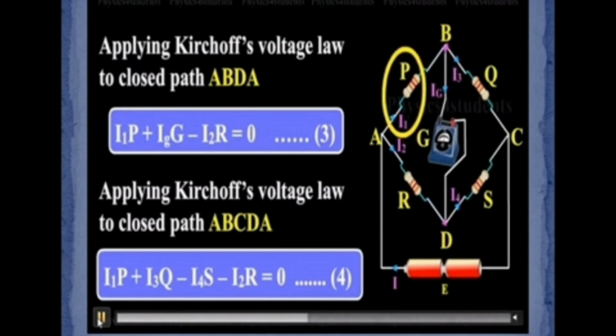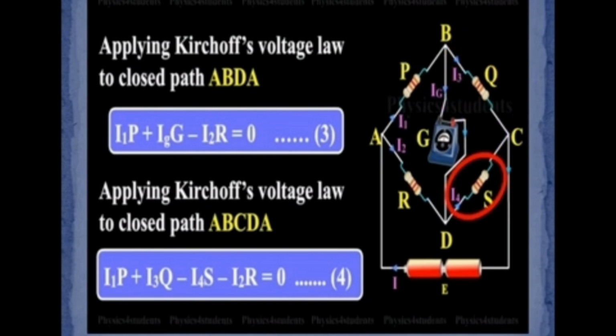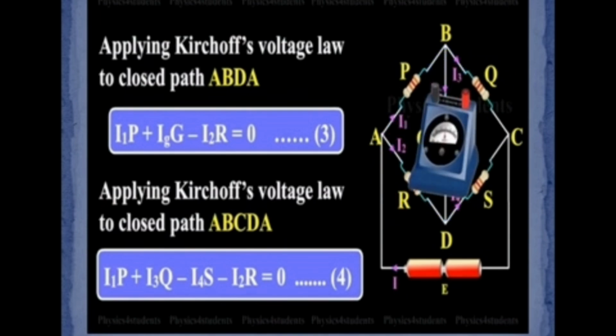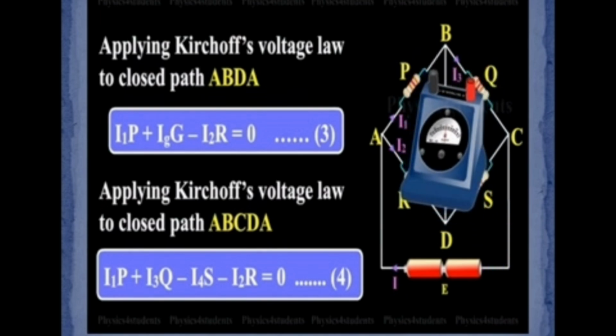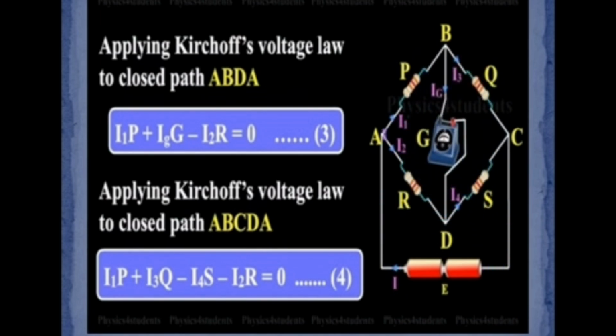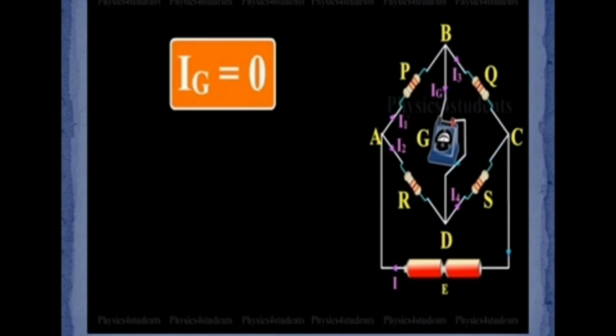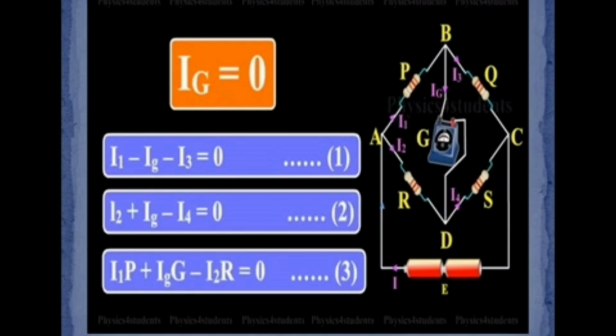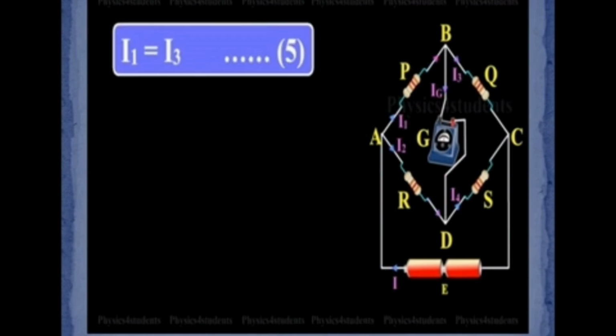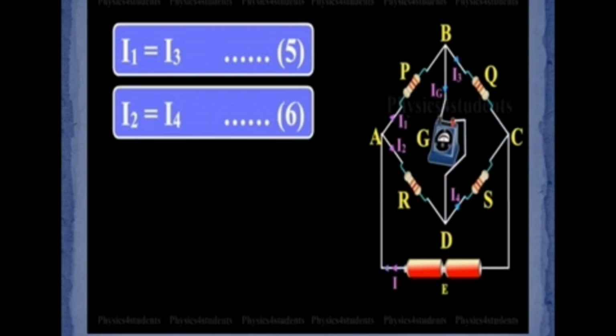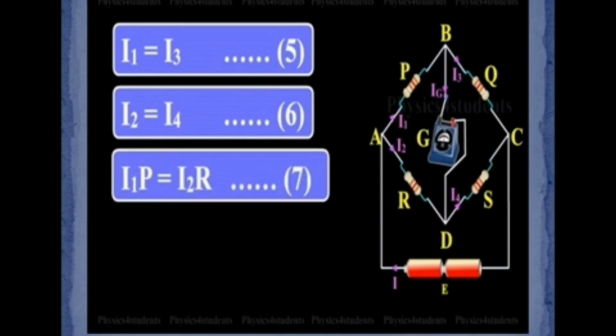So now you see that in this closed circuit, we are taking the two equations. We consider the galvanometer, which is connected in the center. Suppose the galvanometer shows 0, that means the potentials of points B and D are equal. That means the galvanometer shows zero deflection. When we take Ig equal to 0 in all these equations, what will happen? Ig becomes 0 in the first, second and third equations. So the new equations are I1 equal to I3, I2 equal to I4. Then in the next equation, when Ig equal to 0, you will get I1P equal to I2R.